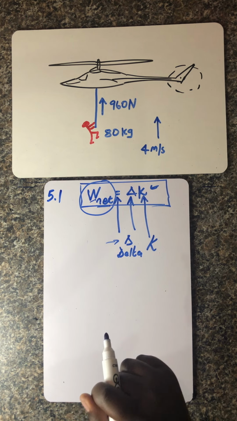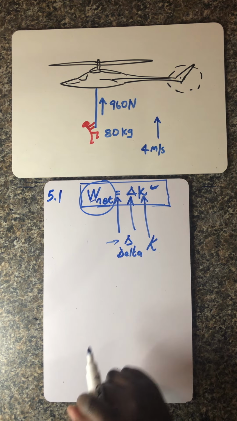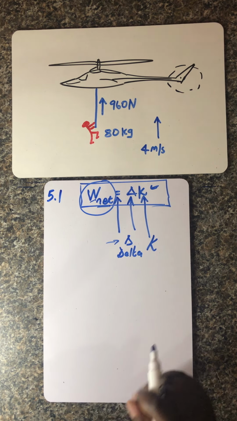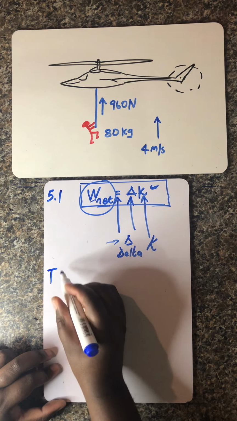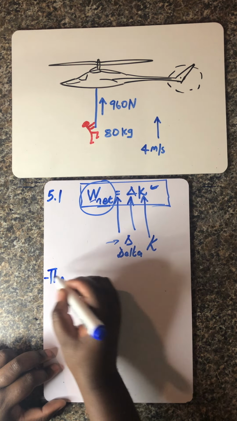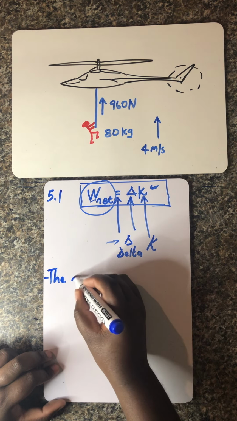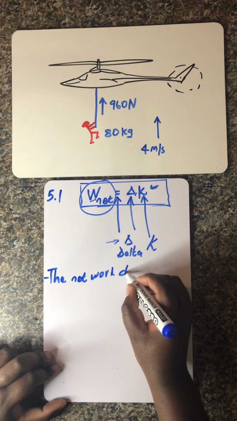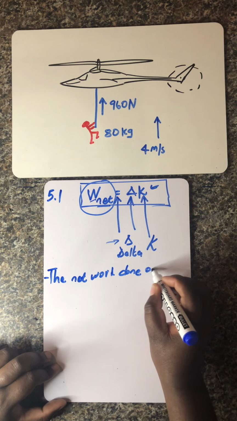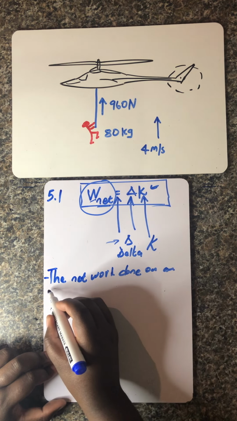Go to your formula sheet, look for the relevant formula, write it down, and use it to give a description. Okay, so that means an answer to the question is, we can just say the net work done on an object.